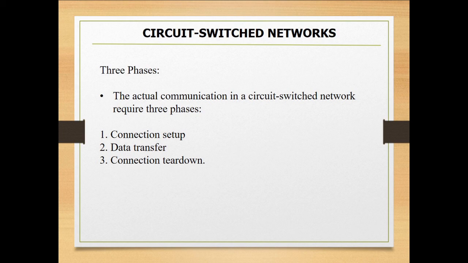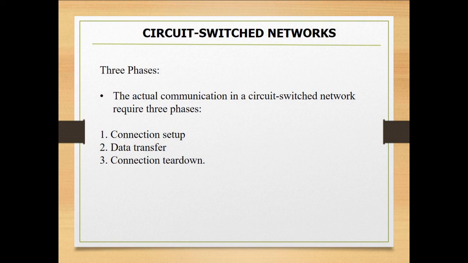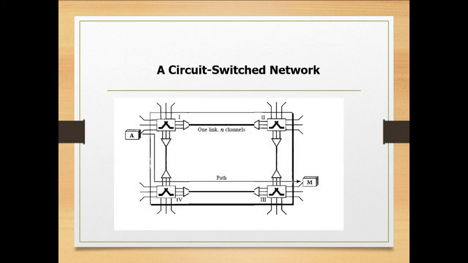In circuit switched networks, there are three phases. The actual communication takes place through three phases. They are the connection setup, data transfer, and connection teardown. Just like we see in the TCP protocol, this is connection oriented. So initially there will be a connection establishment between A and M.